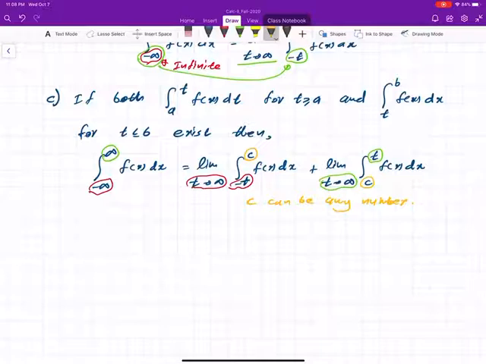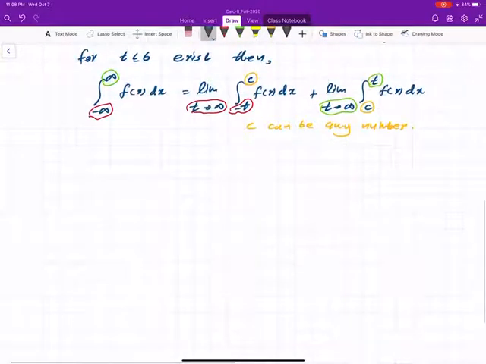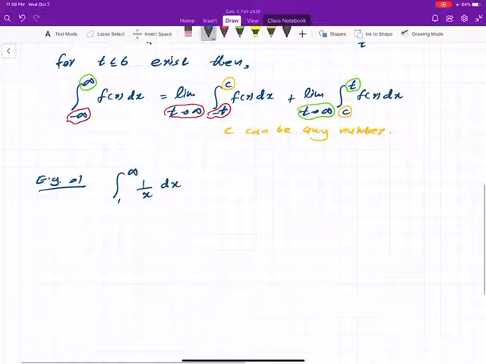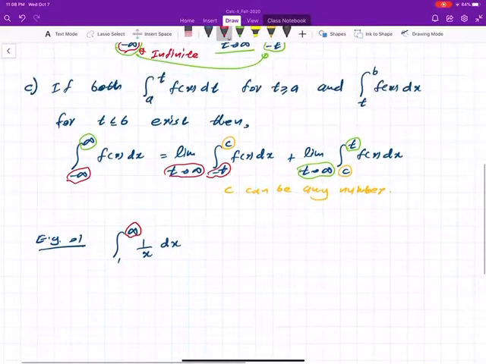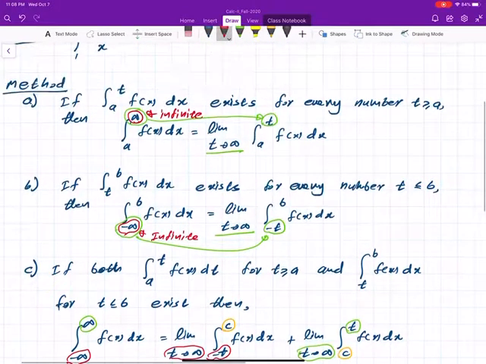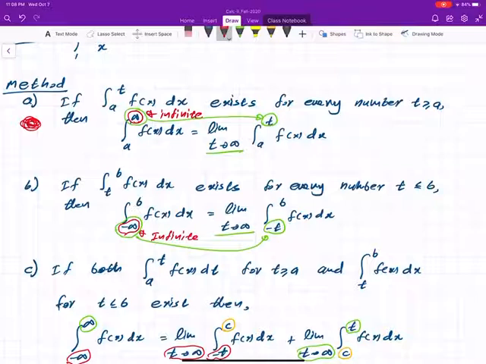All right. Now let's work on example number 1. I already gave you example number 1, which is integration from 1 to infinity of 1 over x dx. Now you see here you have the infinite upper limit. So you go for case A. This is the case that you are going to use.